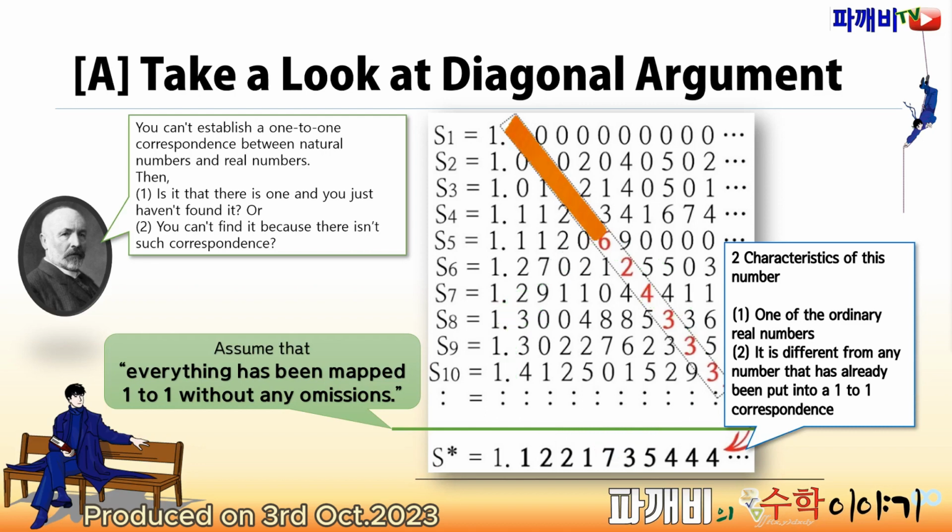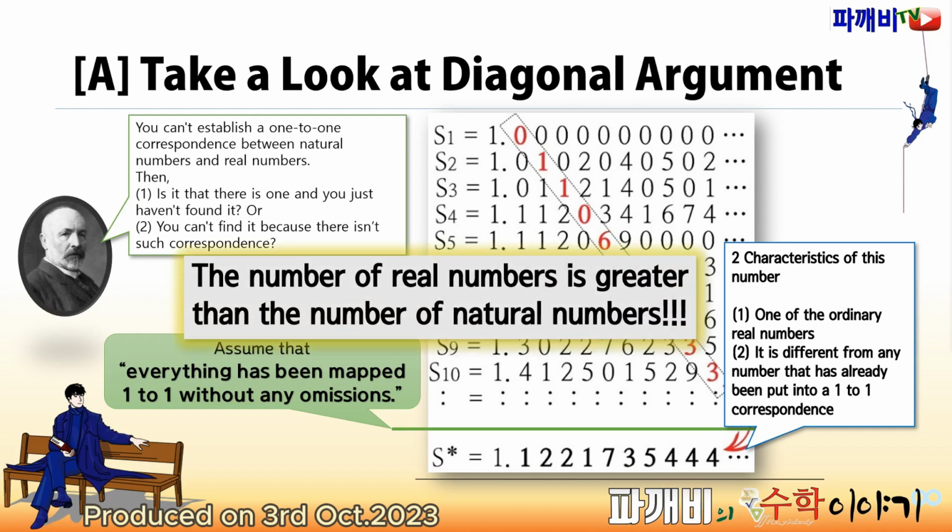Ultimately, in the diagonal argument, it not only shows a method to find a single uncorresponding real number, but by repeating the same method, it also shows that you can find infinitely many uncorresponding real numbers. Therefore, the conclusion is that the number of real numbers is greater than the number of natural numbers. No matter how hard you try, it becomes evident that a one-to-one correspondence between natural numbers and real numbers is not possible, and there are remaining real numbers that do not correspond.